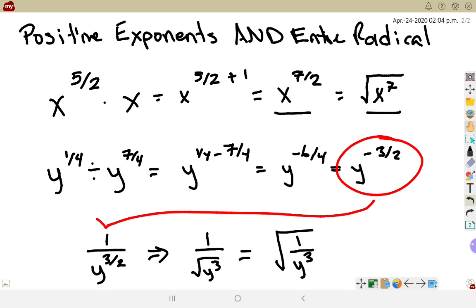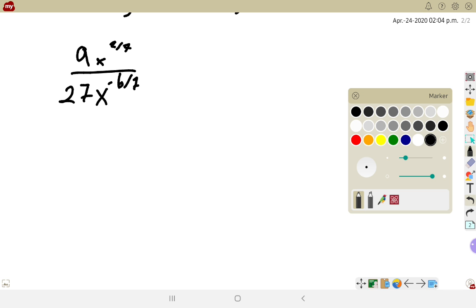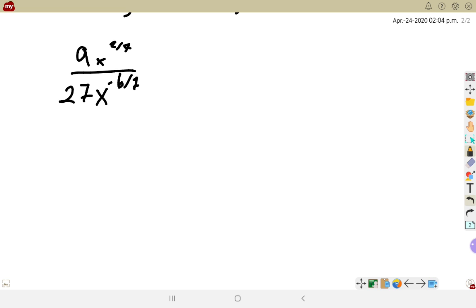Okay, let's try one that's a little bit harder. Let's see. Let's work with this one. We've got 9x with an exponent of 2 over 7 divided by 27 times x with an exponent of negative 6 over 7. Okay, all right, we've got more going on in this one. So first off, we notice that the 9 and the 27 can reduce, so we get 1 and 3.